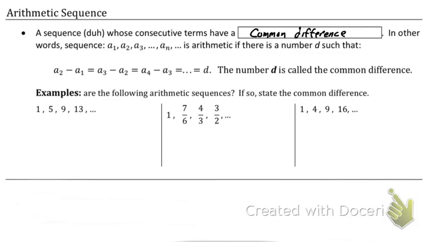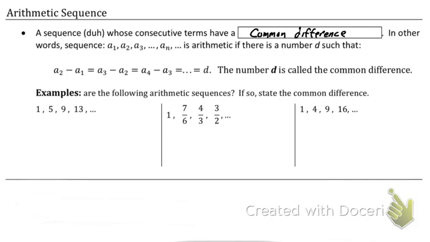And what that means is to get to every single term, either I add by the same number or I subtract by the same number. There's no multiplying, there's no dividing. You have to either add to get to every single number or subtract by that same number over and over and over. That's what the common difference is.